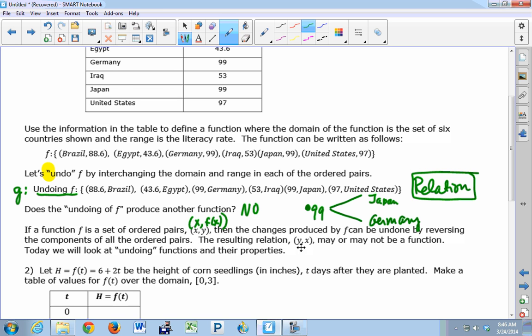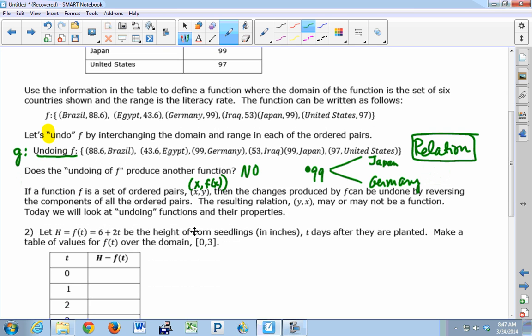The resulting relation, y comma x, notice I'm calling this a relation, may or may not be a function. When you do that switcheroo, when you change the output and make it the input, and vice versa with the input and the output, you may end up with a function. Sometimes you may just get a relation. So we're going to look at this idea of undoing functions and their properties today and on Wednesday.